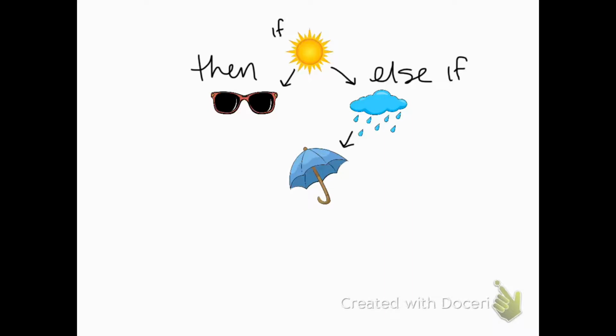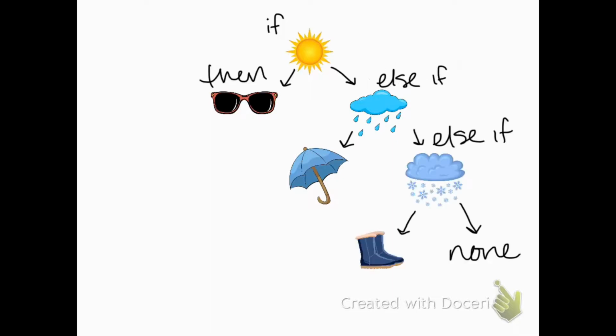So let's add another condition. What if it's snowing? I'll need to wear snow boots. So we can add another else if and say else if it's snowing, wear snow boots. And then we can add the else at the end, the default, don't wear anything special.